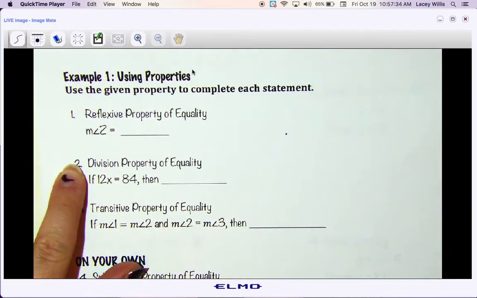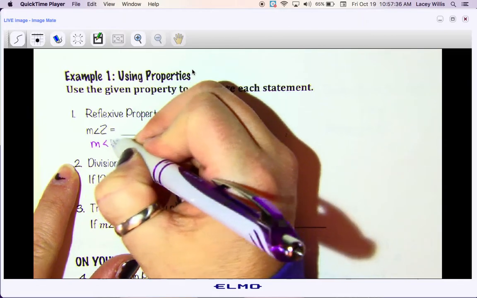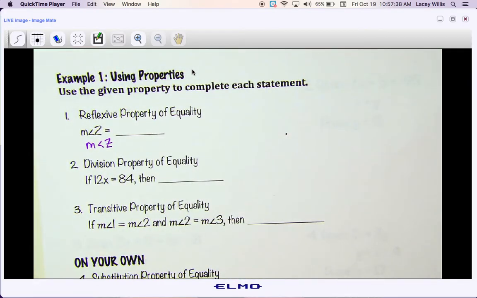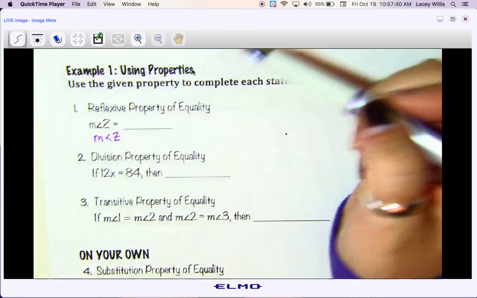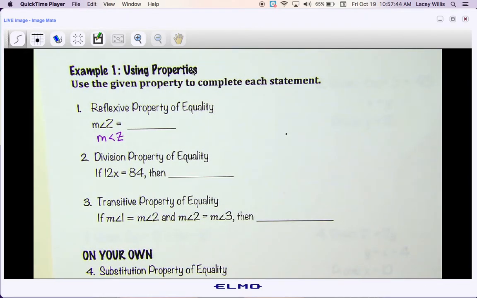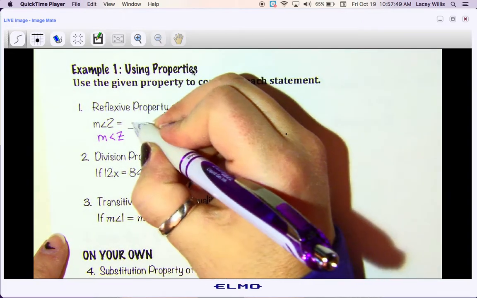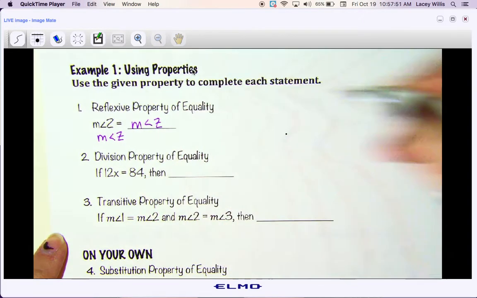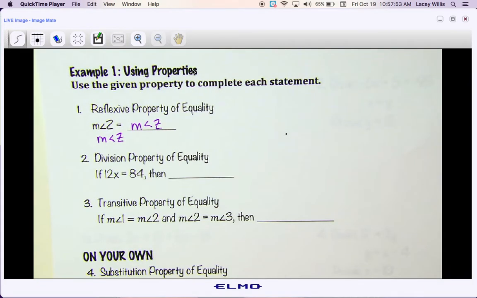So it says use the reflexive property to complete this. This says the measure of angle Z, even though it doesn't really look like it. So reflexive property says what? Look at your chart. Measure of angle Z is equal to measure of angle Z. Yep. Reflexive property says that something is equal to itself. That's it.